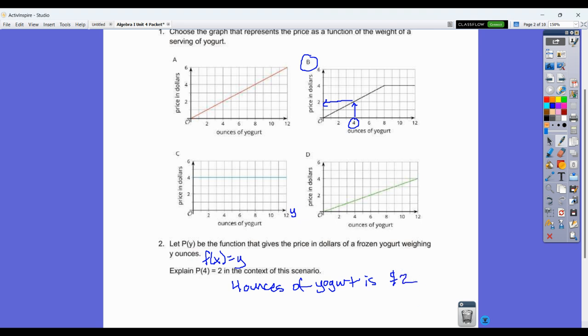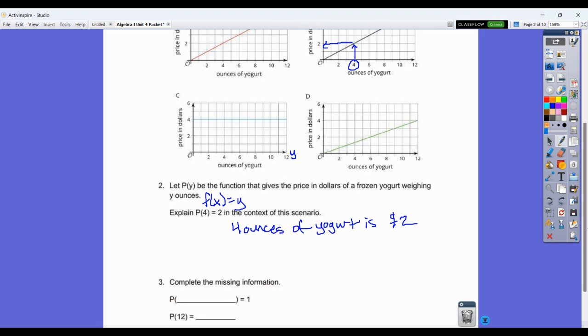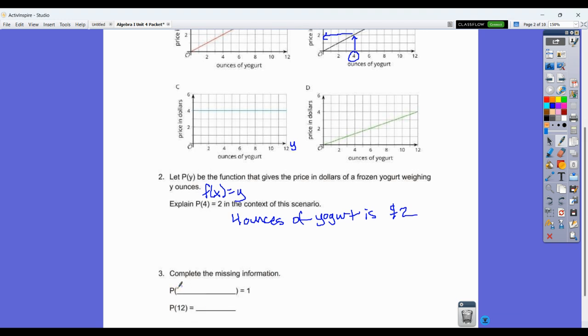And then last but not least, just some function notation here, understanding these. So P of what is equal to 1? Again, I go back to that idea that f of x is equal to y. So we know that this 1 is a y value, or on the y-axis. So if I find where 1 is on the y-axis here and come over, I find the line, and then I come down, I get to 2. So P of 2 is equal to 1.